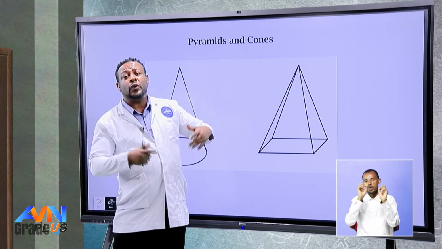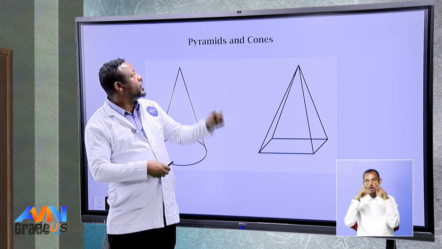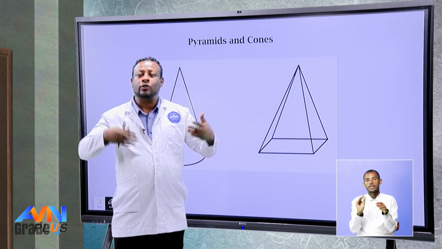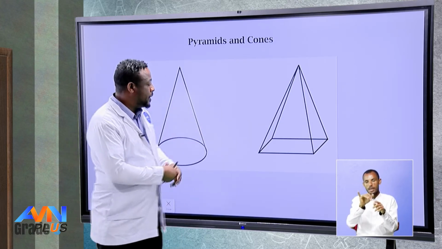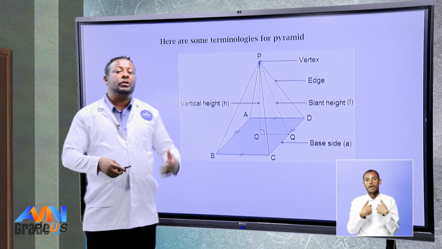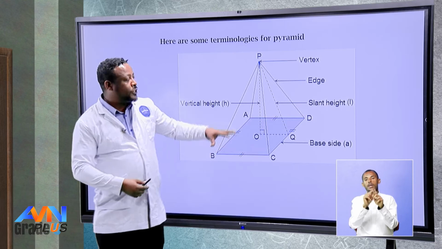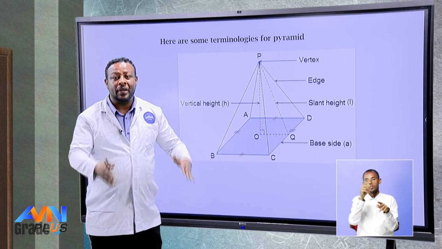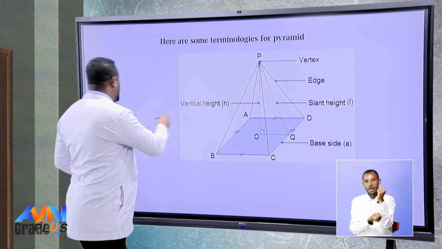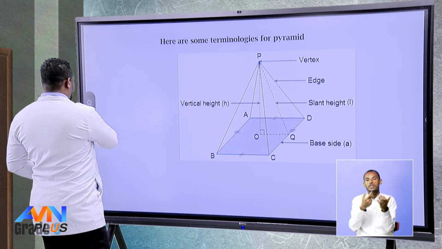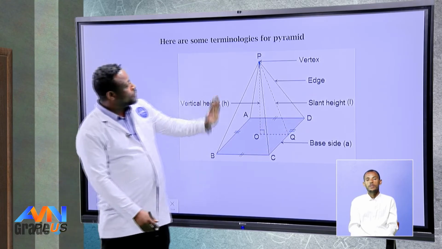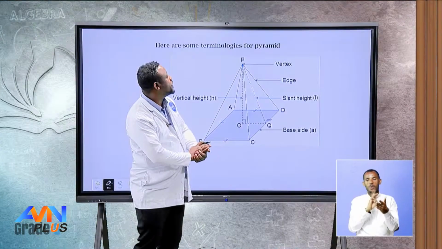Okay, so today we will be focusing only on the pyramid and the terminologies associated with the pyramid. Here we have different terminologies in a pyramid. As you can see here, this is a pyramid with a square base, and this point P, this point, so as you can see here, we have different terminologies.